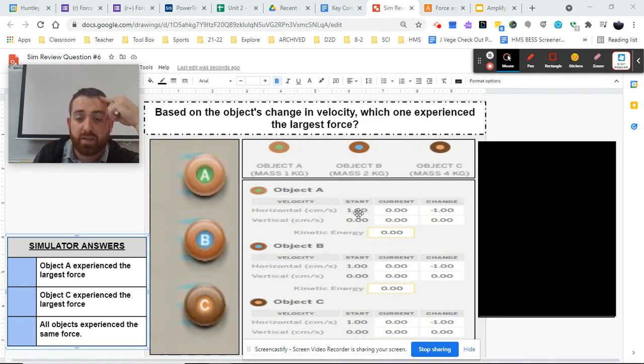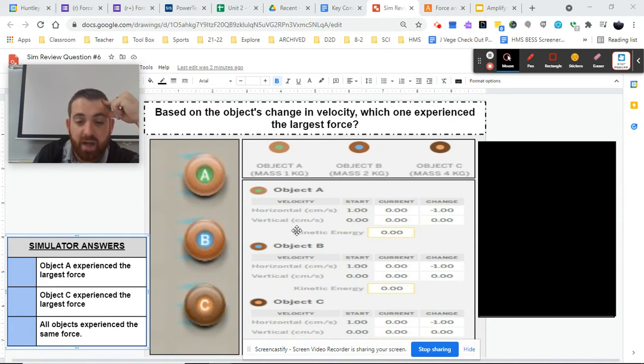Object A started with a velocity of 1 and it ended with a velocity of 0. So it changed its velocity by -1. Object B had the same start velocity of 1, changed to 0 as well, and had a change of velocity of -1. And object C had the exact same thing happen. It had the same start, so it was moving to the right at 1, stopped, and had a change of -1. So all of our objects were moving to the right with a velocity of 1. All three of them had a force applied. All three of them stopped.